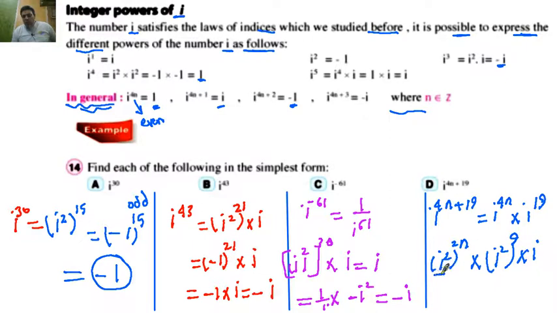This number, i squared equals negative 1 to the power 2n. 2n here is even, then the number becomes positive 1, multiplied by i squared to the power 9, which is odd, equals negative 1. And the remainder is i. Multiply the three numbers, then the result equals negative i. That is the result, negative i.